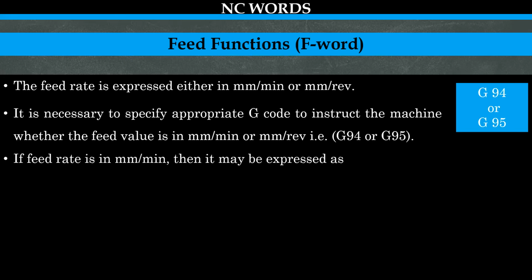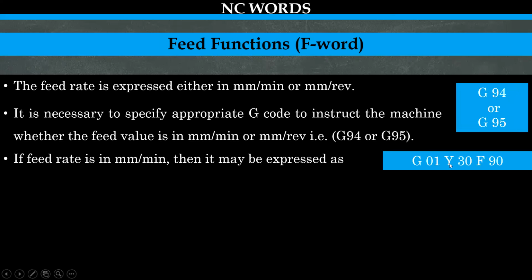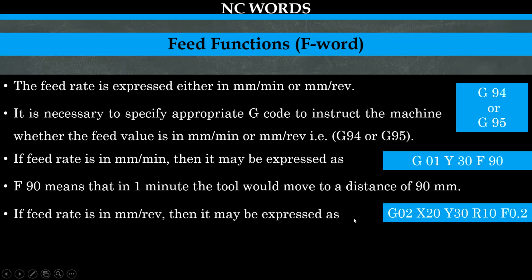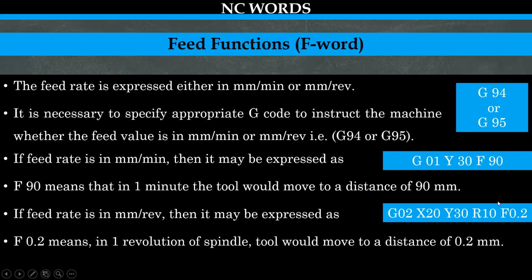If the feed rate is in mm per minute, then it may be expressed like this: G01, Y30, feed 90. And when the feed rate is in mm per revolution, then it may be expressed as F0.2. Let us understand the meaning of these two feed rates, F90 and F0.2. Now, F90 is the feed rate in mm per minute. It means that in 1 minute, the tool would move a distance of 90 mm. So it is possible that the tool will move a linear distance of 90 mm in 1 minute.